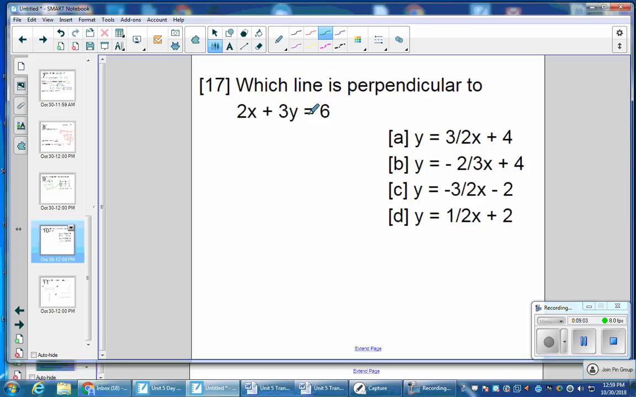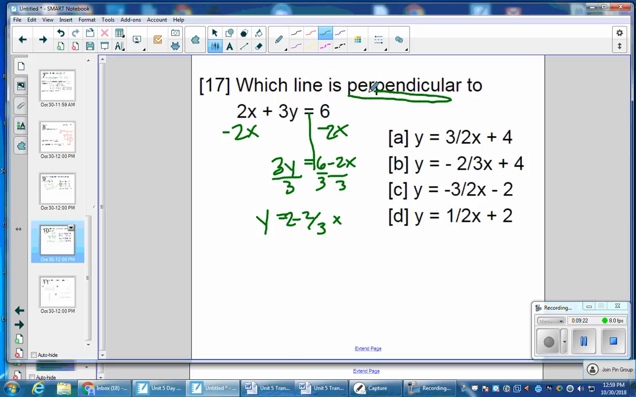All right, the next thing we're doing is going to solve. So we're going to minus 2x from both sides, and then we're going to divide by 3. Now this question doesn't just ask us to solve. So we get 2 minus 2/3 x. It asks us which one is perpendicular. So for perpendicular, remember we have to look at the slope. So our slope is -2/3. The flip is 3/2. This is a negative, that would be positive.